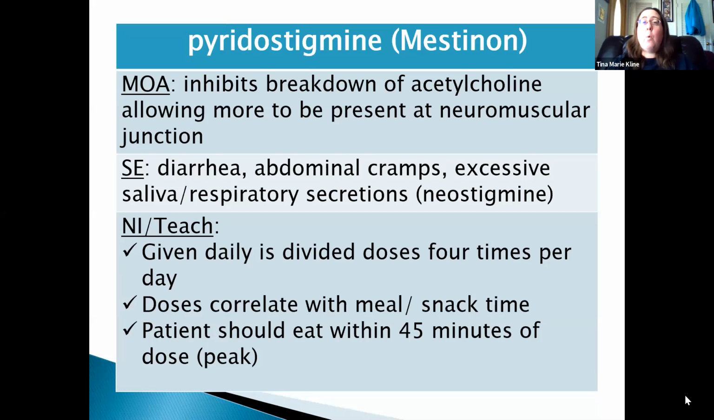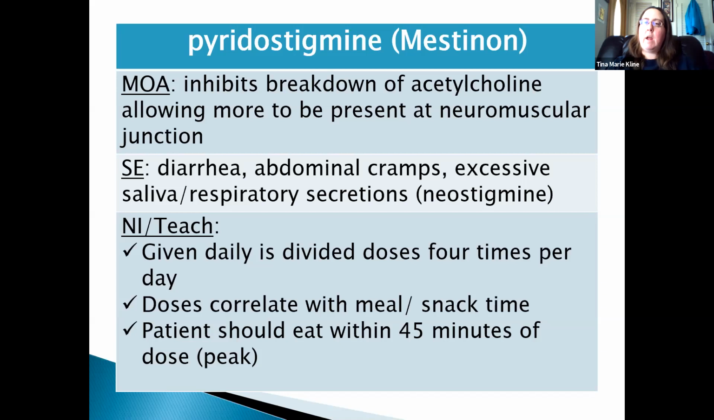Okay, now with the Mestinon in particular, this one has a quick onset of action and a very short half-life. So this is given daily, but in divided doses, about 4 times a day. It is very important that the doses are administered on time, because they are timed specifically so they are peaking at your standard meal and snack times.